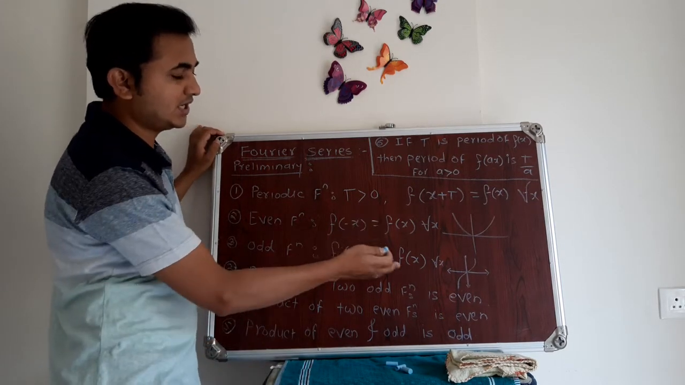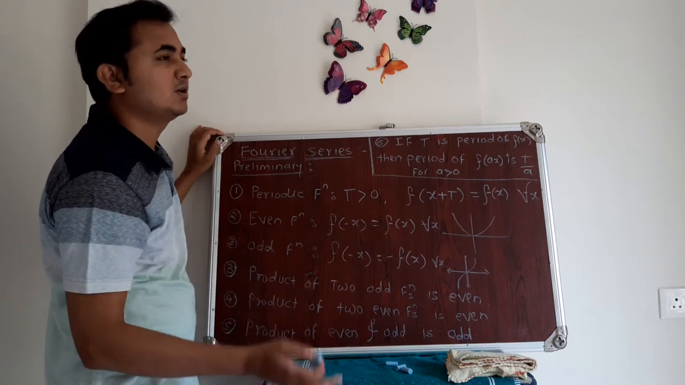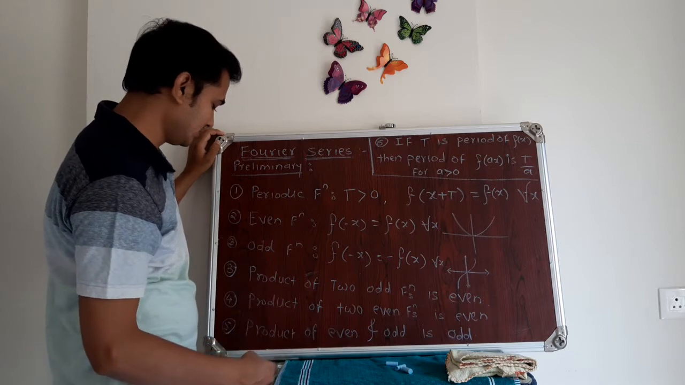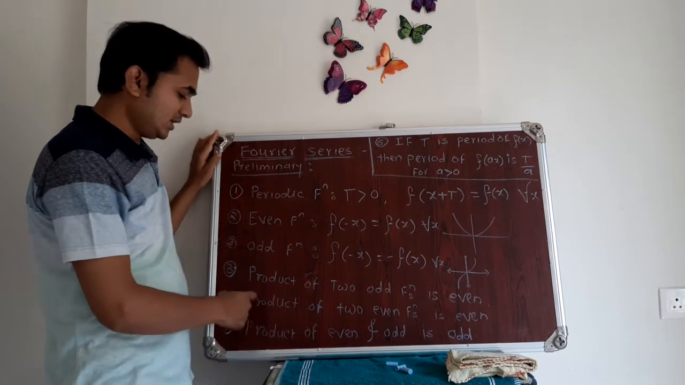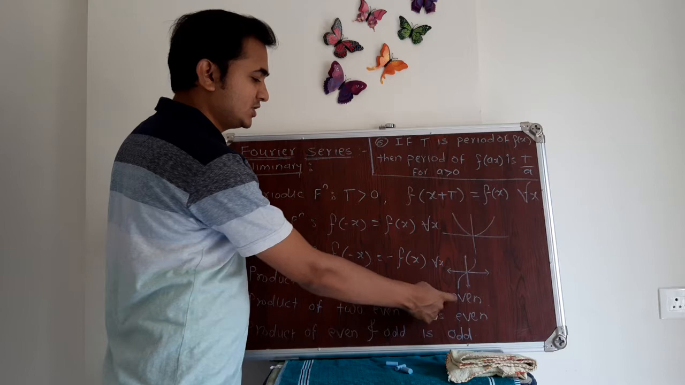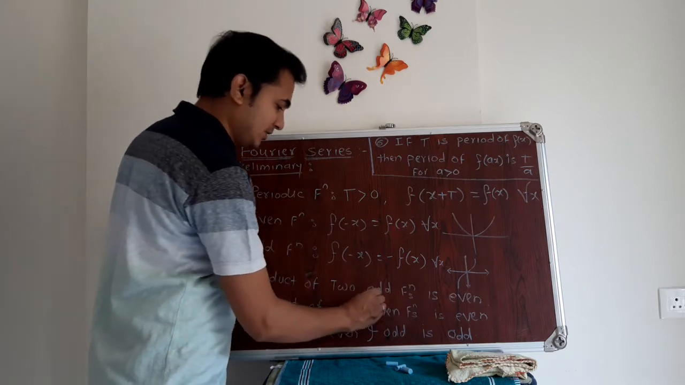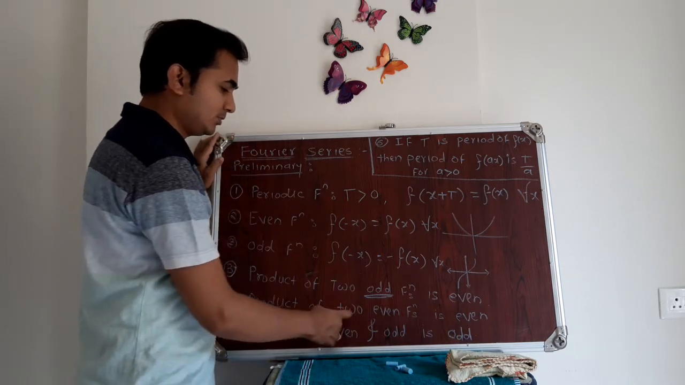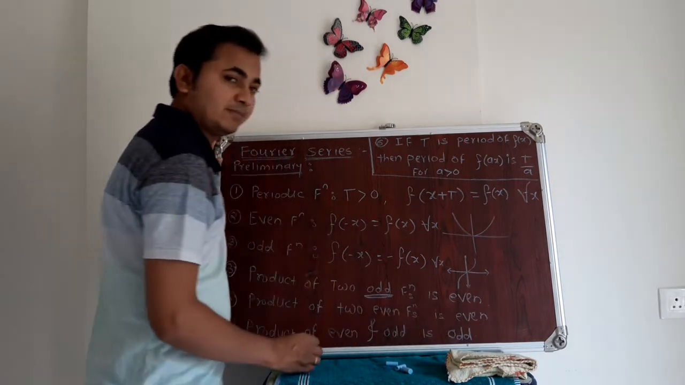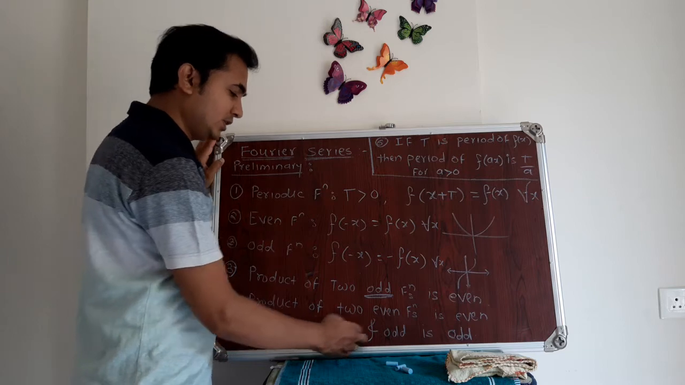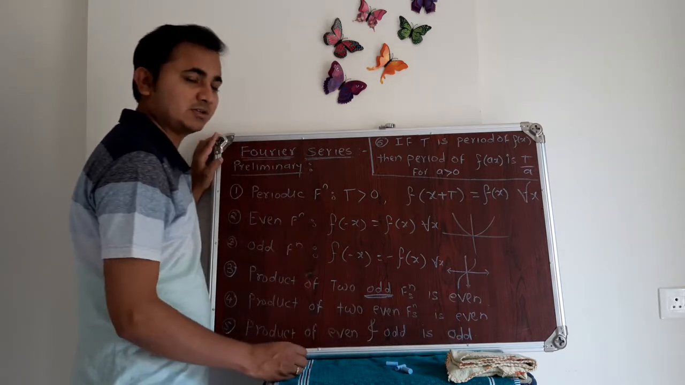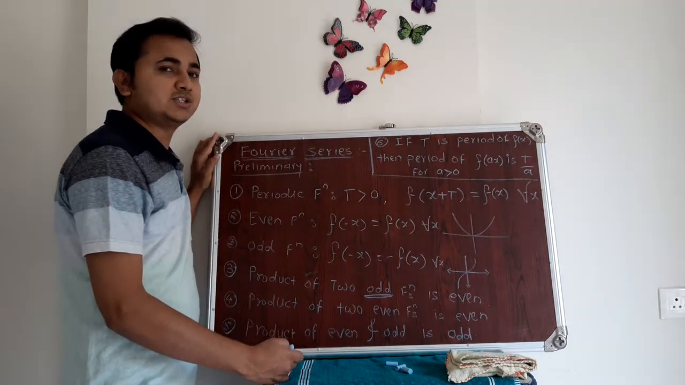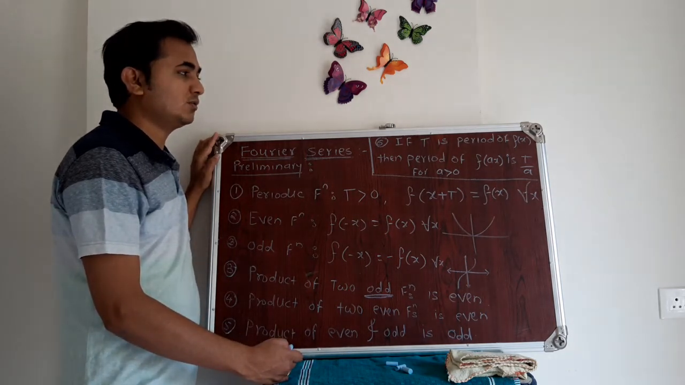Multiplication of sine and cosine, that means multiplication of odd and even functions, is odd, that I wrote as the next point. So the product of two odd functions is even. Remember that the product of two odd functions is an even function, the product of two even functions is also even, and the product of even and odd is an odd function. All these things are required when we write Fourier series and their coefficients.